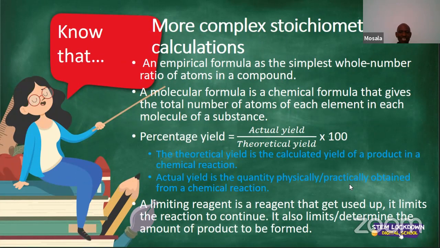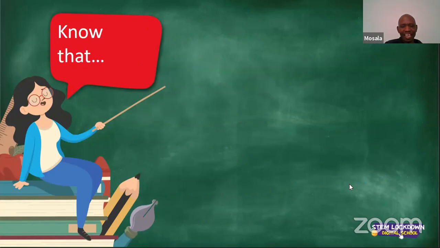So the limiting reagent is the reagent that gets used up first in a reaction, and it limits the reaction from continuing. Once one of the reactants, that is called the limiting reagent, gets used up, it means the reaction cannot continue. Right.